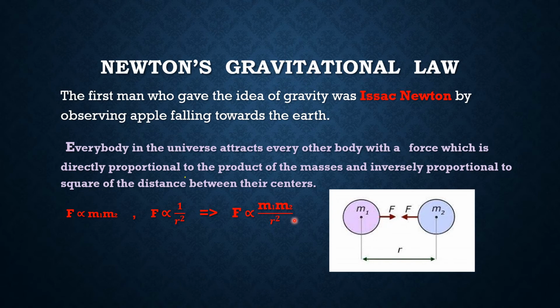From this relation, we can conclude that if the mass is higher, then the force will also be higher. But if the distance is increased, then the force will decrease. By removing the proportionality symbol, we get F is equal to G m1 m2 divided by r squared. Here G is the proportionality constant called the gravitational constant.